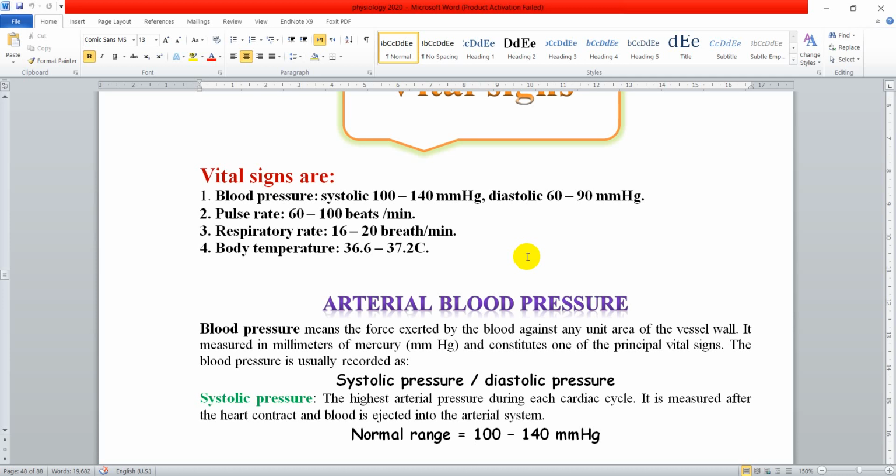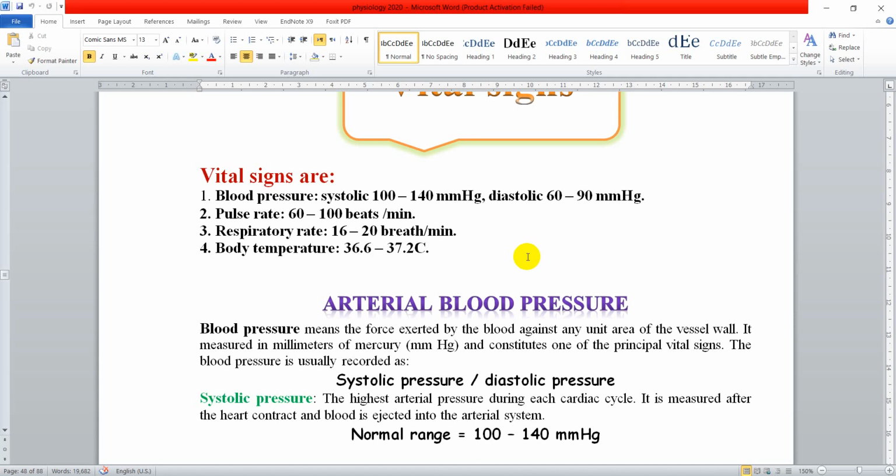So systolic pressure is the highest arterial pressure during each cardiac cycle. It is measured after the heart contracts and blood is ejected into the arterial system. So after contraction of the heart, the blood is pushed through the arteries to all the body. Here we can record the first beat after contraction of the heart.